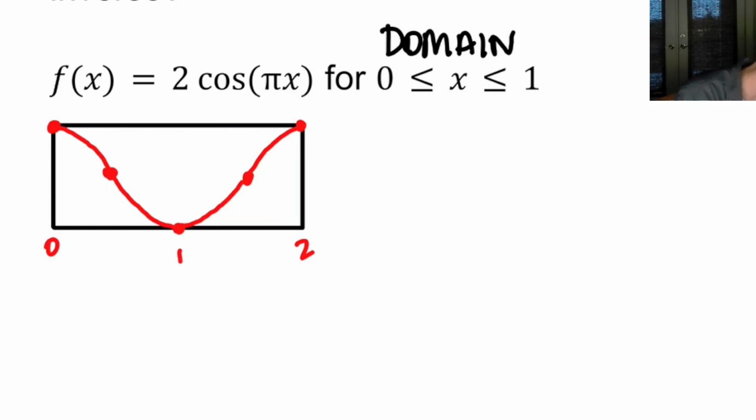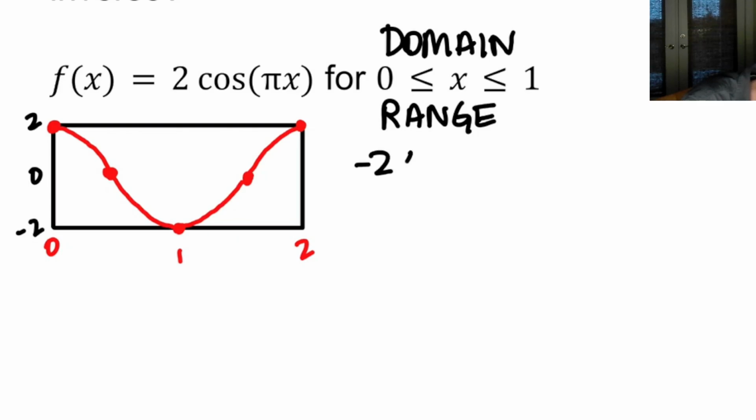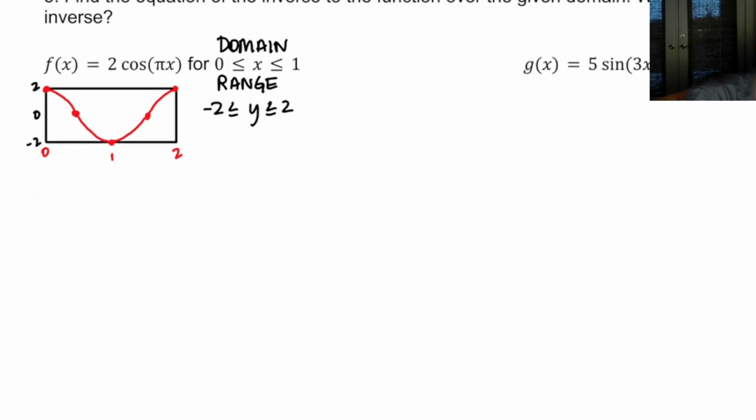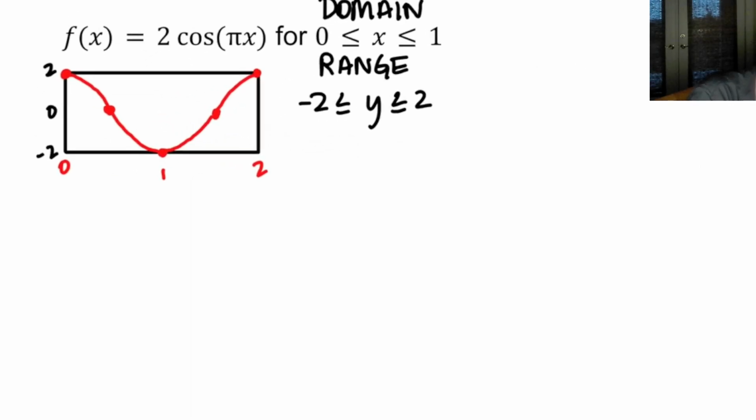Okay, and then the midline is the number that we've added on the outside, which would be 0. Amplitude is looking like 2, so it'd be going from -2 to 2. All of this to say I've got a range of -2 to 2.